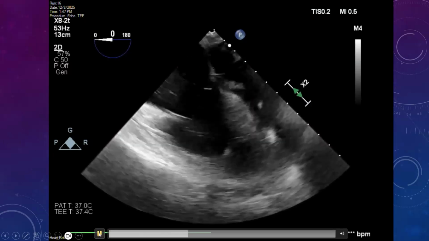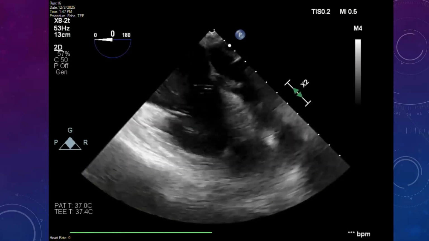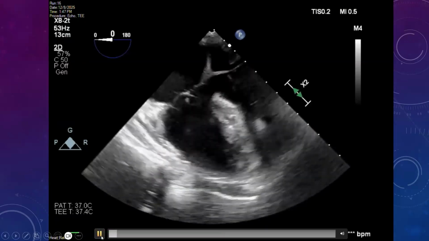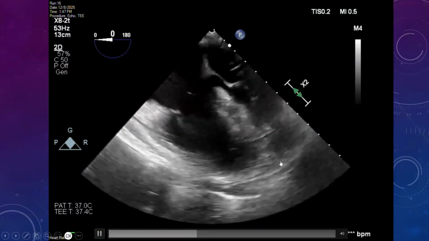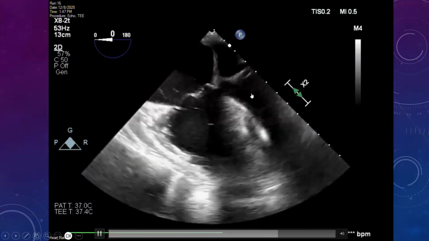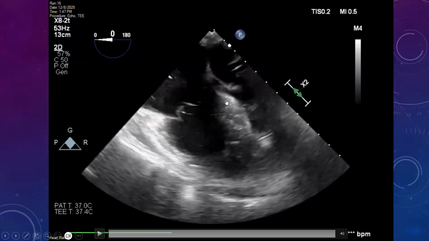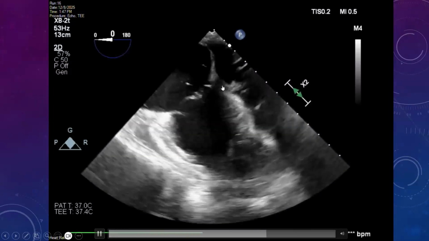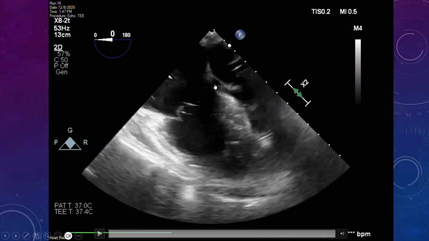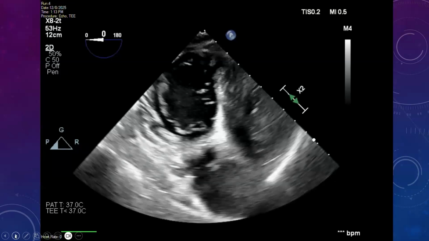Drops the probe in, mid-esophageal 4-chamber view. Does anyone see anything wrong? Anything wrong about how big the RV is, how small the LV is, the motion of the interventricular septum? You can see the interatrial septum is bowing over towards the left. So our right-sided pressures are clearly increased. Let's go through a few more views.